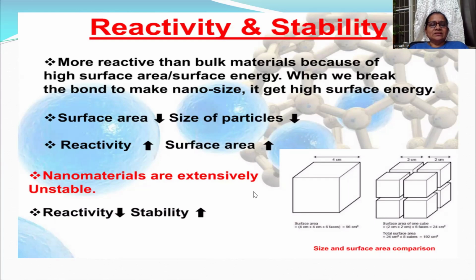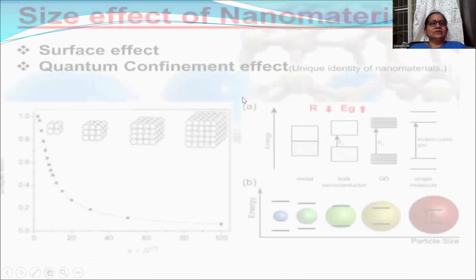So nanomaterials are extensively unstable. Generally, the tiny particles are available on the surface of the material. When reactivity reduces, the stability increases. In contrast, when reactivity increases, the stability decreases. So these are the important features or points we can observe under nanomaterials. And then coming to the next slides.